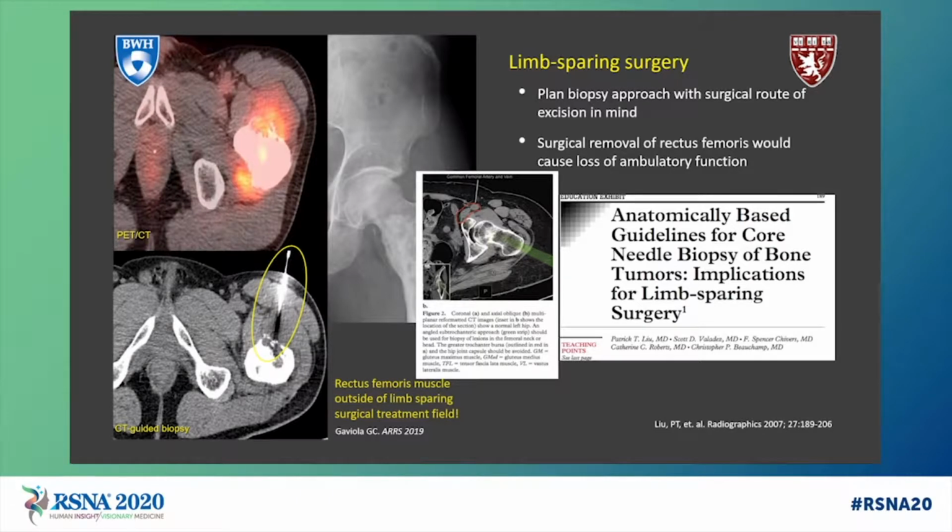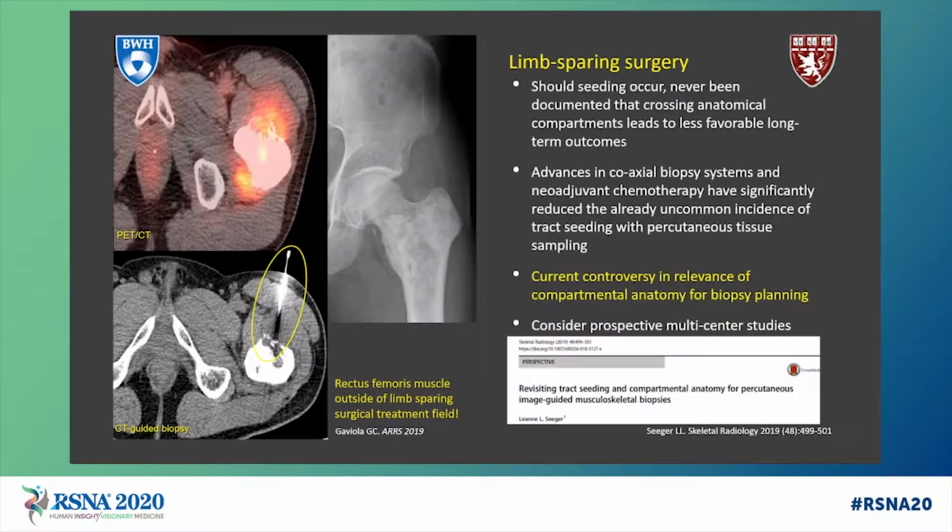So following the compartmental anatomy approach, an intertrochanteric biopsy should have been performed from a lateral approach rather than anterior through the rectus femoris here. However, this is an evolving controversy that is current.